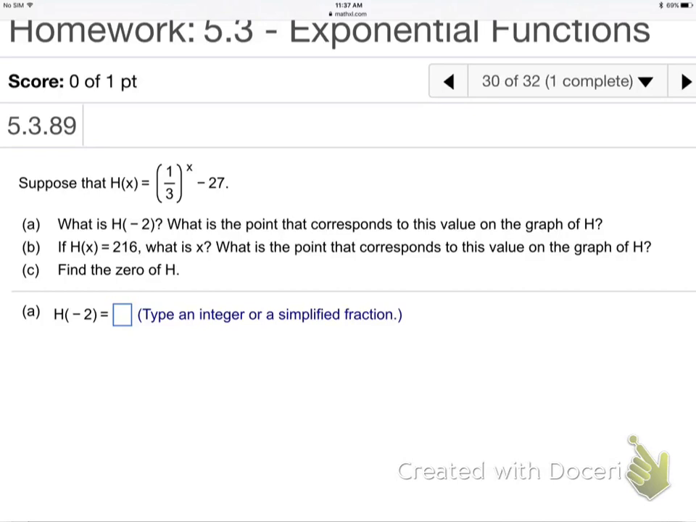All right, so let's try it. Finally, it updated. Good. All right, let's try this one. This will be good. 30 is harder than the last one, so this will cover both. So let's do this one. So first off, h of negative 2. Here's a function.